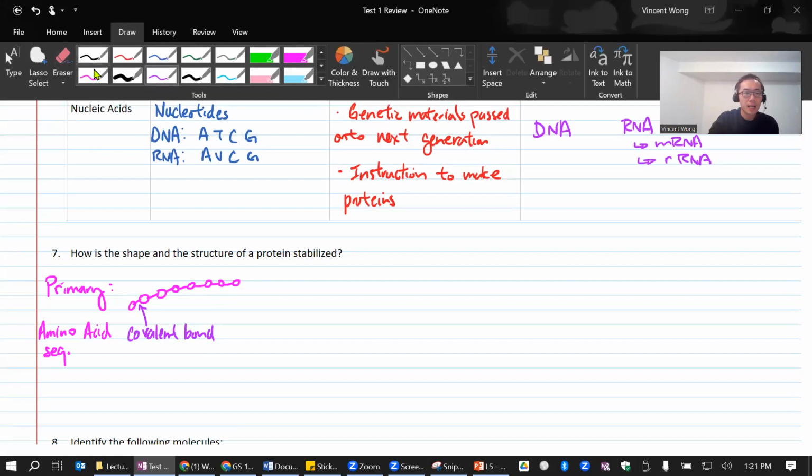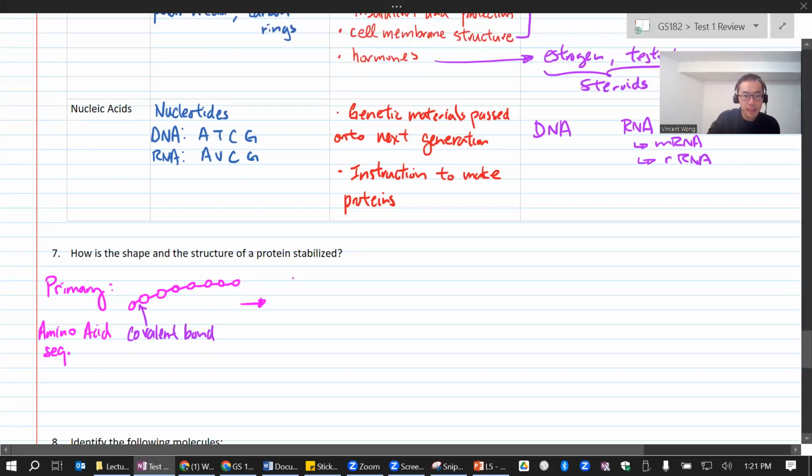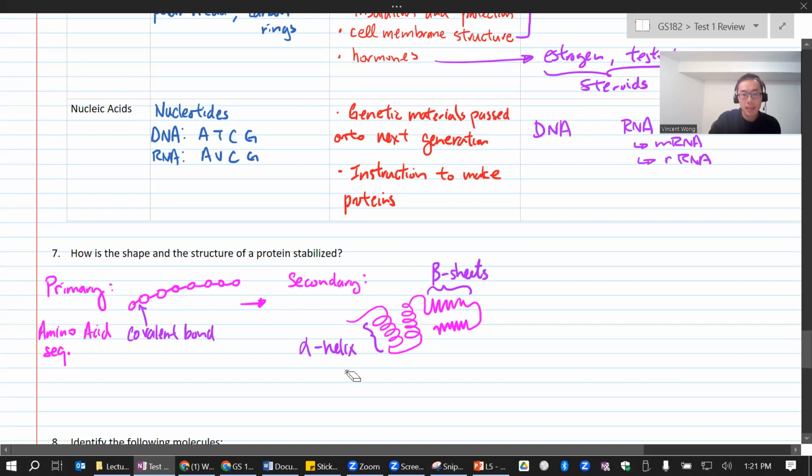Now you can fold this thing up, and the secondary structure are the helix and the beta sheets, right? So these are alpha helix. These are beta sheets. And it's stabilized by hydrogen bond. Hydrogen bonds in the peptide backbone.